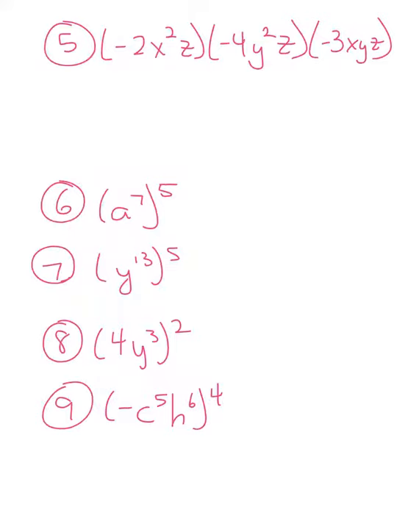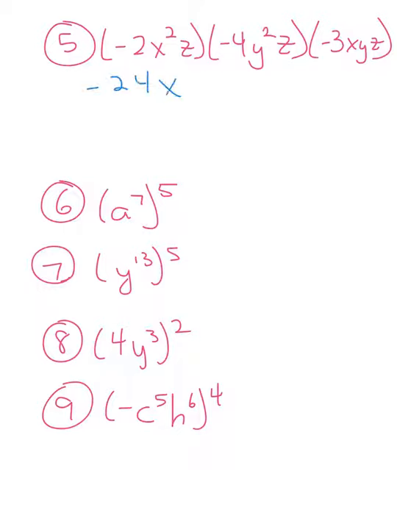In number 5, we have the same idea. It's just the problem's a little bit longer because we're multiplying 3 terms. So let's first look at the coefficients. I have negative 2 times negative 4 times negative 3. So negative 2 times negative 4 gives me positive 8. Multiply that by negative 3 and I get negative 24.